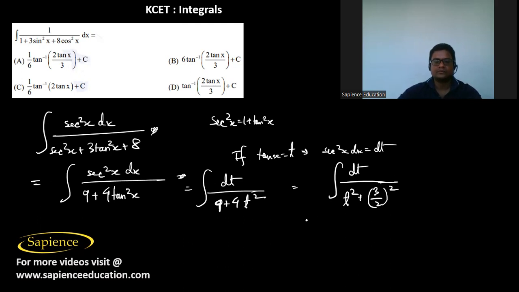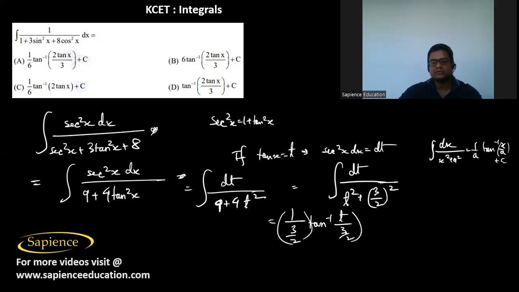So we know that the integral of dx by x square plus a square is 1 by a tan inverse of x by a plus c. So I can write this as 1 by 3 by 2 into tan inverse of t by 3 by 2 plus c. Now t is tan x, so this I can write 2 by 3.